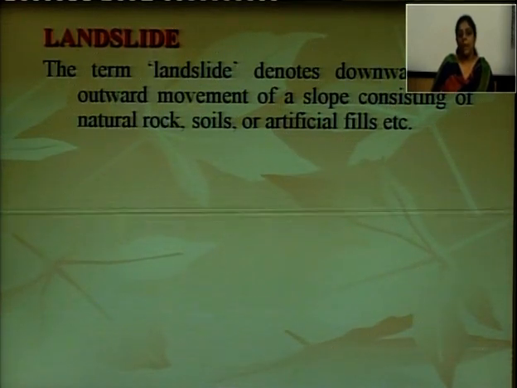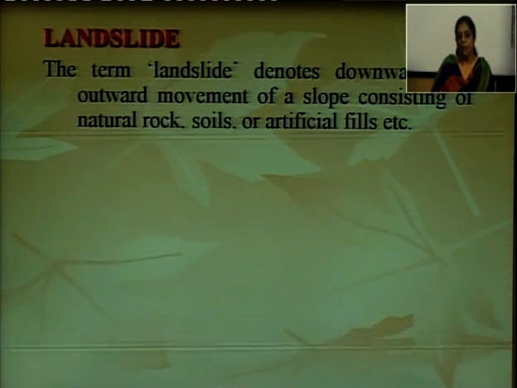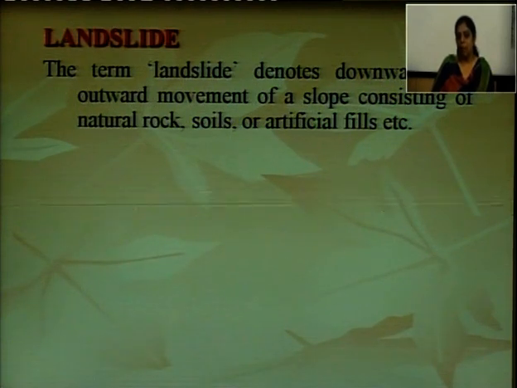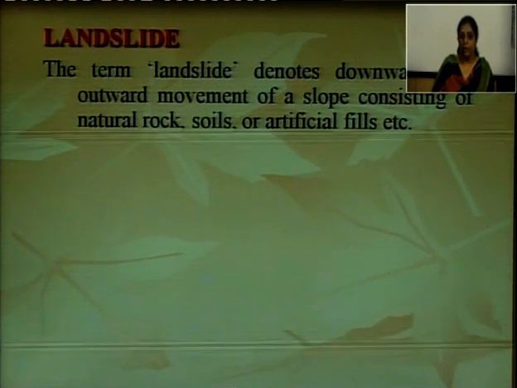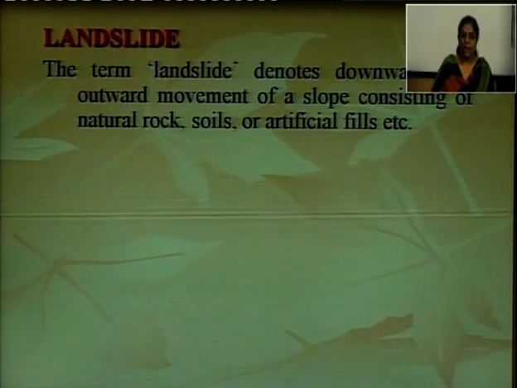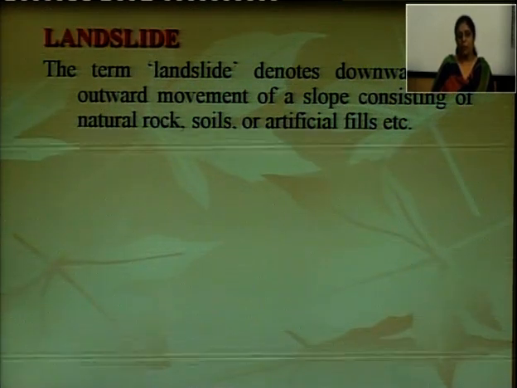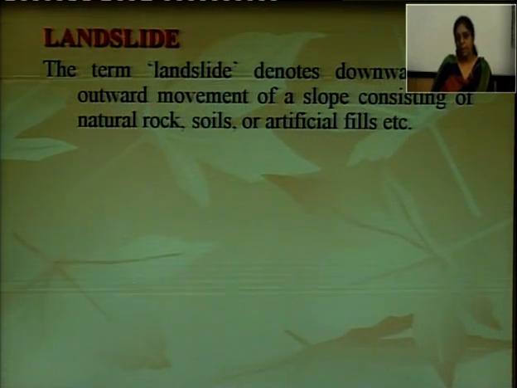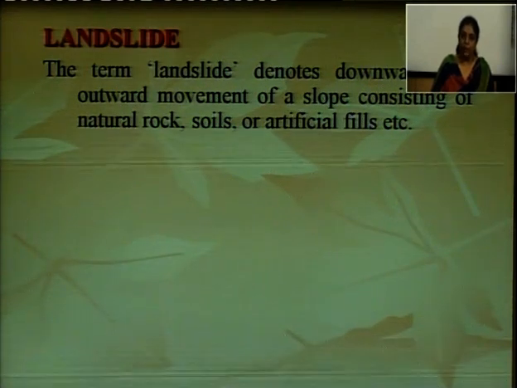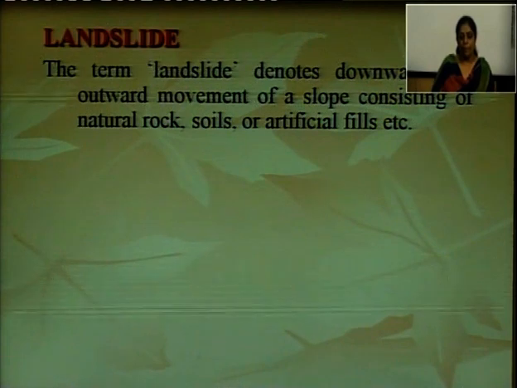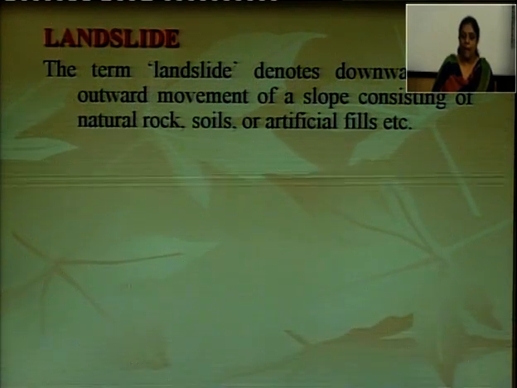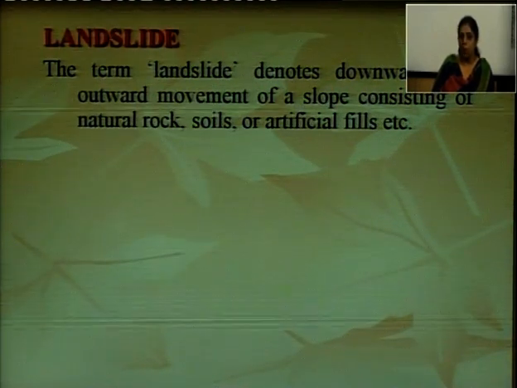The term landslide denotes downward and outward movement of a slope consisting of natural rock, soils or artificial fills, etc. Landslide is basically a very dangerous problem, especially in the rainy season. On hill roads there is a traffic jam for days together. So, landslide is one of the major problems of hilly areas.